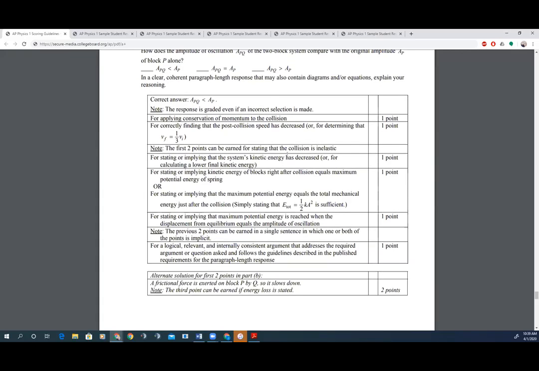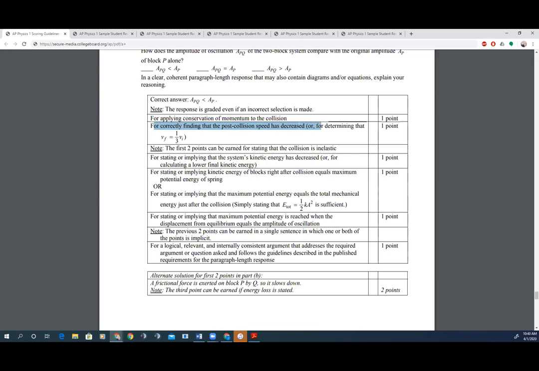So realize that looking at this, we would have gotten a point, right? Because we applied the conservation of momentum to the collision, right? We basically said that, okay, well, momentum must be conserved, and we talked about how that led to a decrease in speed. And then for correctly finding that the post collision speed has decreased.